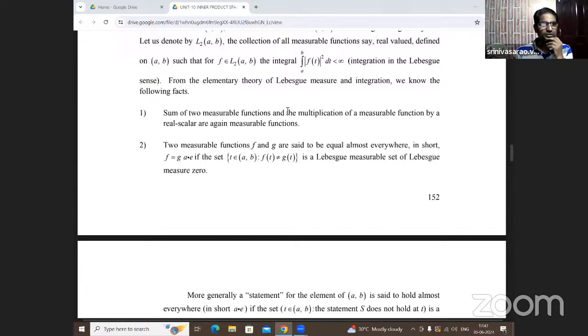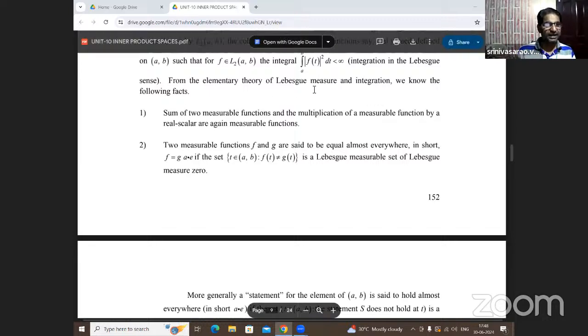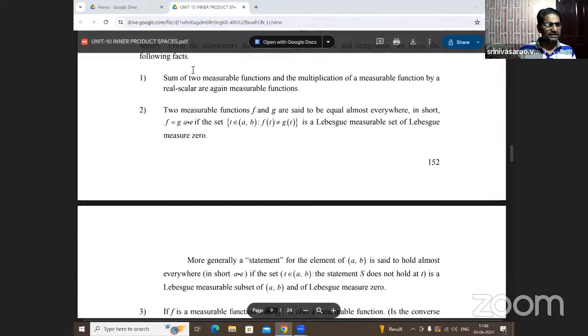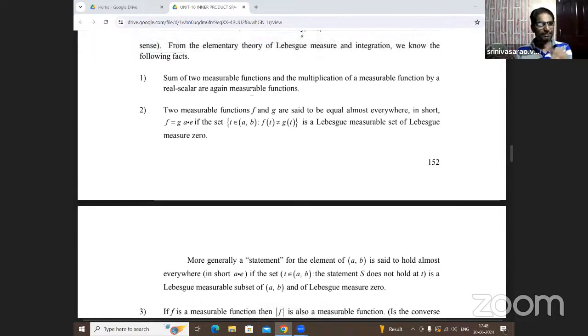Egorov's theorem. These theorems are especially important in the M and I paper. According to the Lebesgue measure, these properties are very important: the sum of any two measurable functions and the product of measurable functions is also a measurable function. That is one of the properties. This property is also in the M and I paper, the 9th A paper.